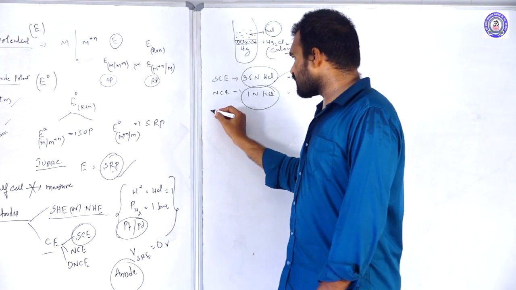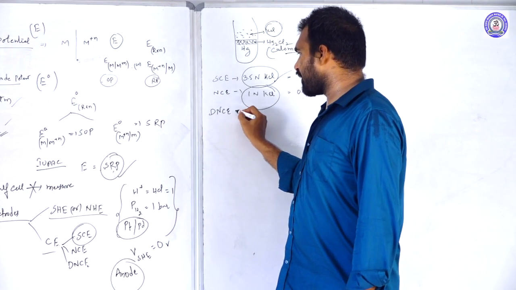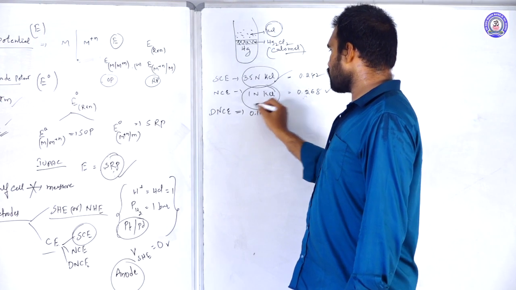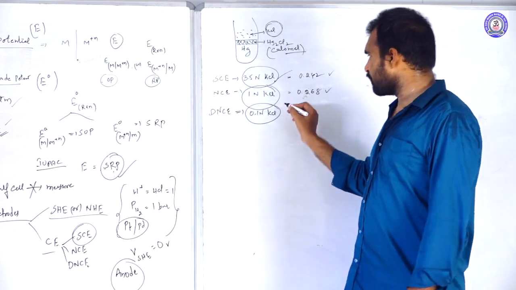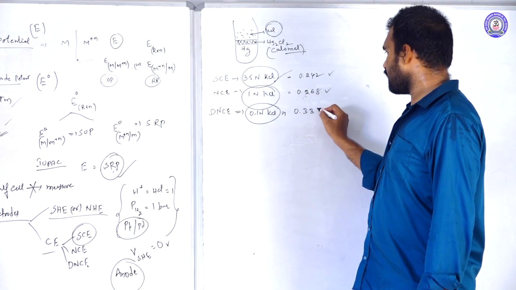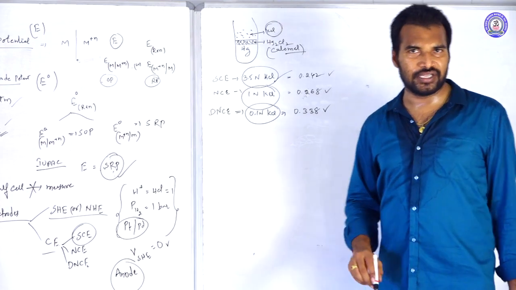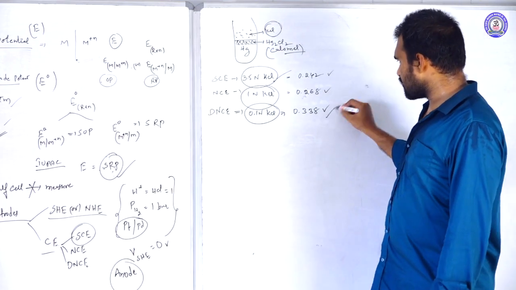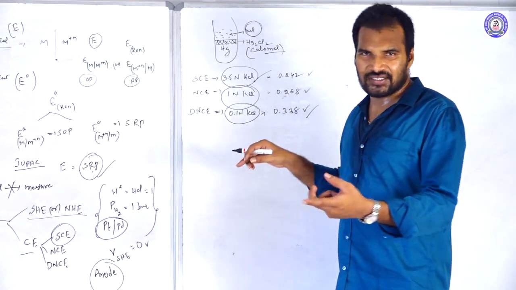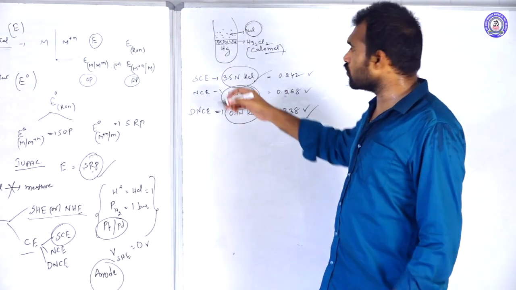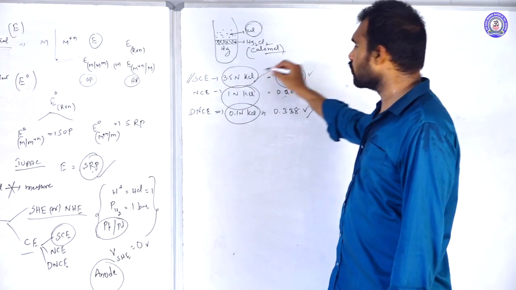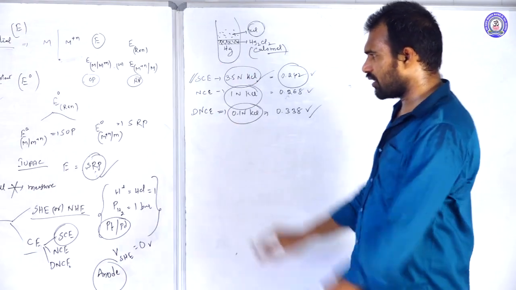In the case of the decinormal calomel electrode, deci means 0.1 normal KCl solution, and its value is 0.338 volts. So like this we can see that by decreasing the normality, the voltage increases. In general, which calomel electrode do we use? We use the saturated calomel electrode, so its voltage is 0.242. Okay, this is the reference.